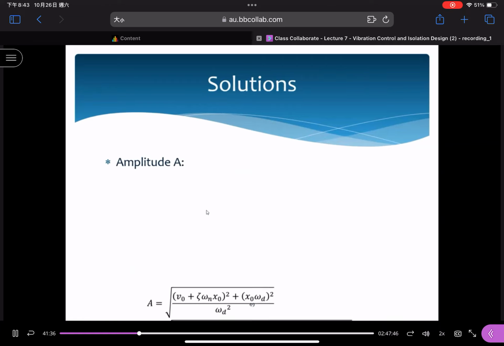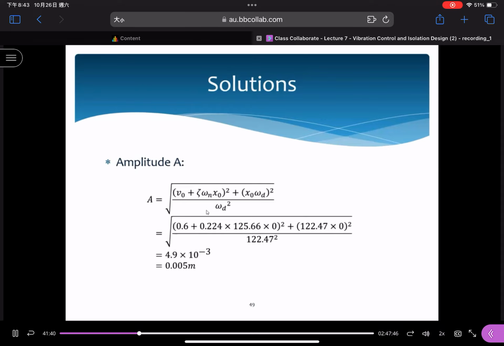The response, M to A. Here we record this equation as correct. We substitute one by one into this equation. V0 is given as 0.6. Theta is equal to 0.224. Omega n is the natural frequency, so you may substitute 125.6 for this value. And S0, what is S0? The initial displacement condition is equal to 0. And how about the other term here? Omega d is 122.47, and S0 is still 0.